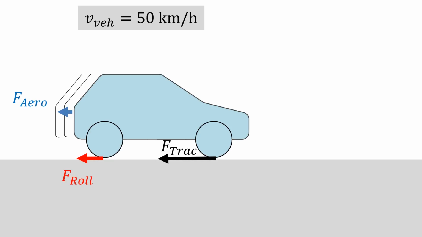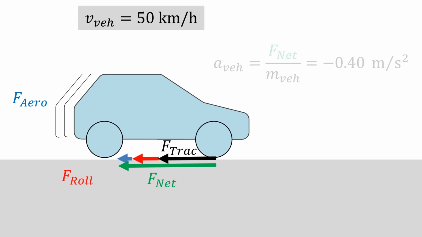When the speed drops, the aerodynamic drag is smaller and deceleration will drop. However, the powertrain can increase deceleration by producing a negative traction force. If we now calculate the net force, it becomes even more negative. This results in an acceleration of minus 0.40 meters per second square in this case.